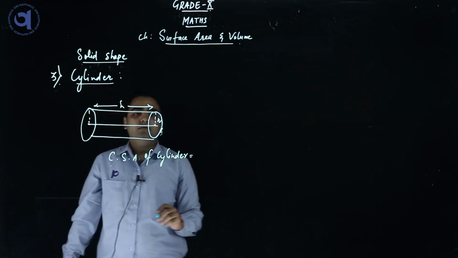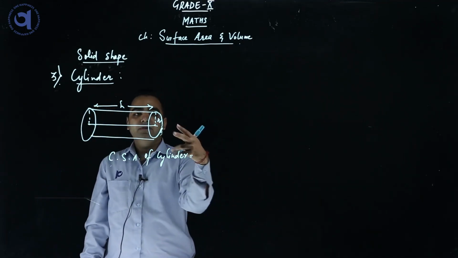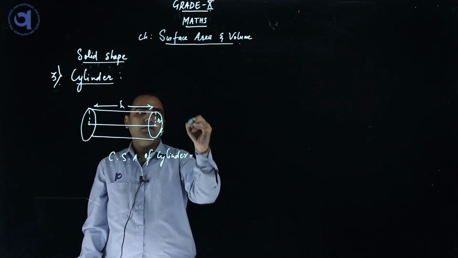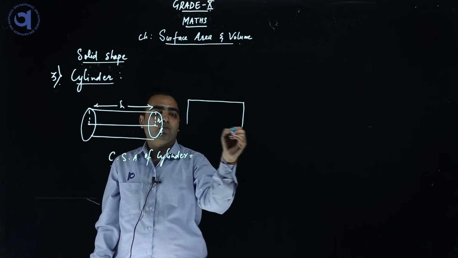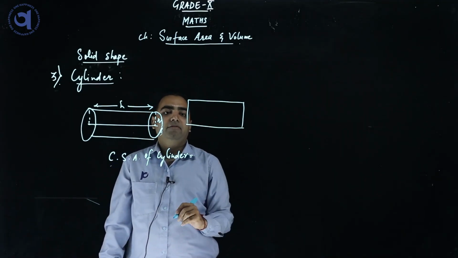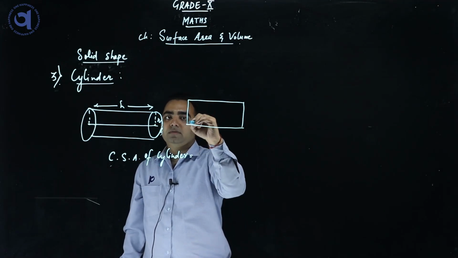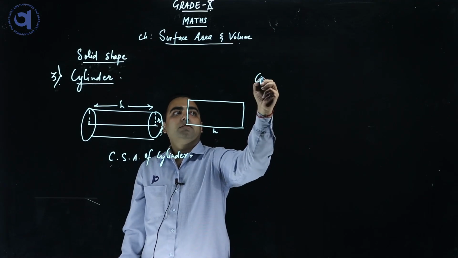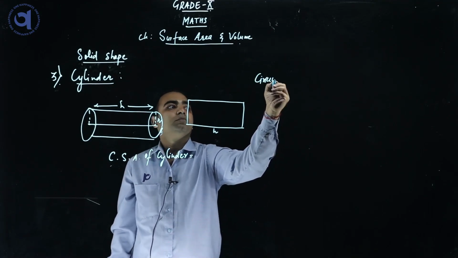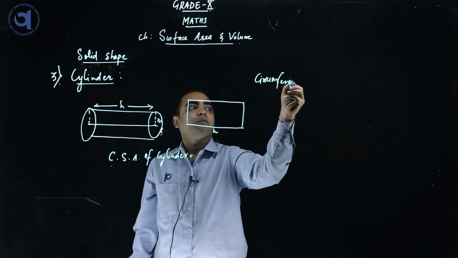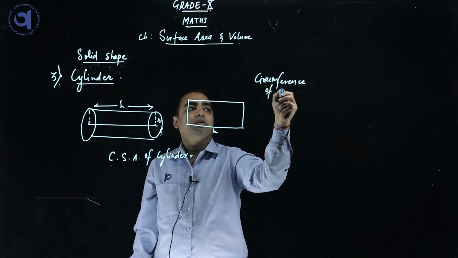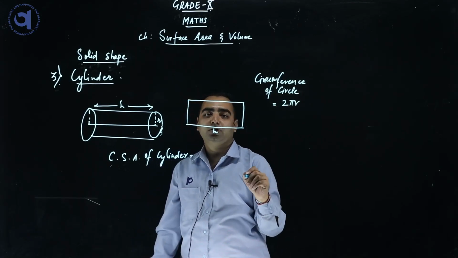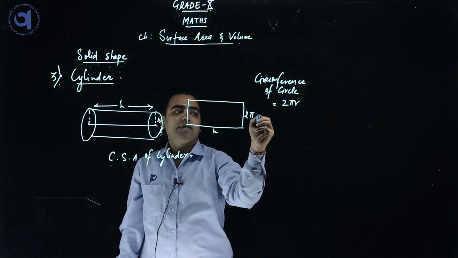So for finding the curved surface area of a cylinder, we will cut this cylinder using a scissor. We will cut this one portion of the cylinder. Somewhat it will look like this now in the form of a rectangle, where we can consider that this will be its curved surface area and this will be its height. So now what will be the circumference? What is the circumference of a circle? That is 2 pi r, means perimeter of circle. So this side we can say is 2 pi r.